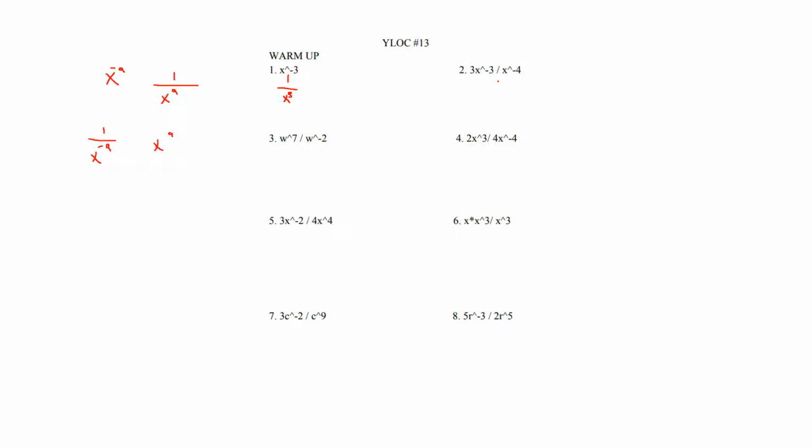So using that, number 2 here, it's 3 times x to the power of negative 3 over x to the power of negative 4. So you could first make this a little easier by getting rid of the negatives, so this would become 3x to the power of 4 over x to the power of 3. And then here, you could use previous knowledge of exponents. If you don't remember, if you have the same base, then you could subtract the exponents. So this would become 3 times x.